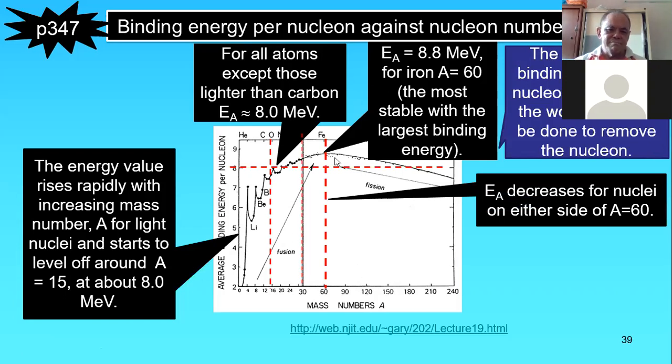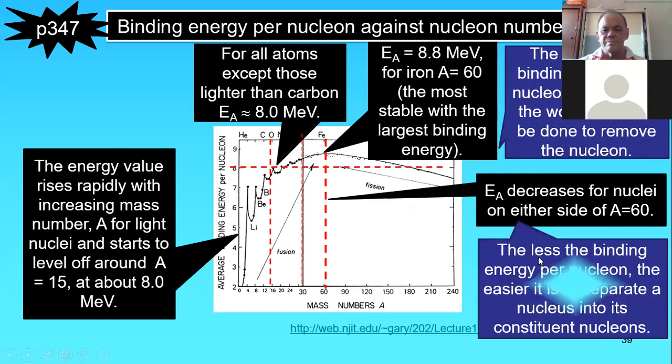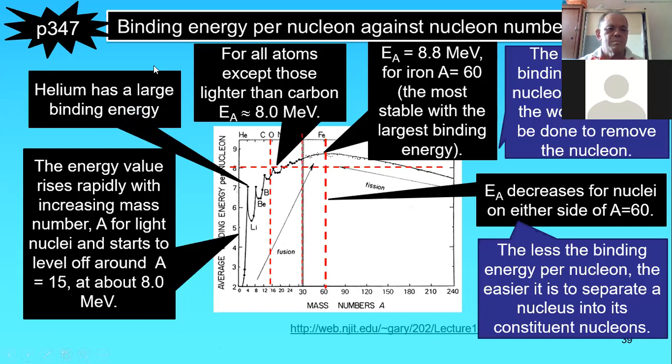Right? After iron, it starts to decrease. It's still all about 8. As I say, iron is more stable. Less binding energy means that we need less energy to put into the nucleus to separate them. That's what needs to be done. And then we can see this helium has a large binding energy that we have calculated earlier.